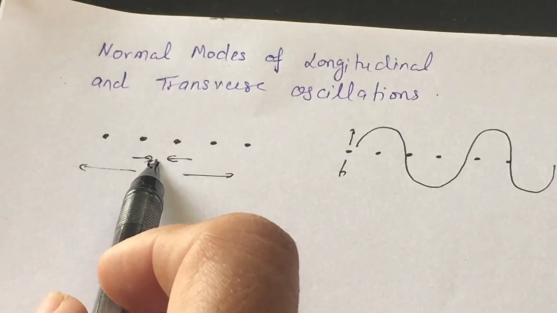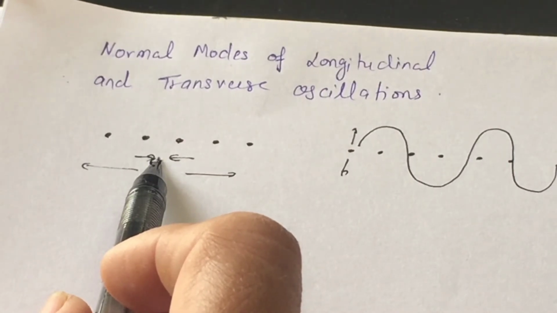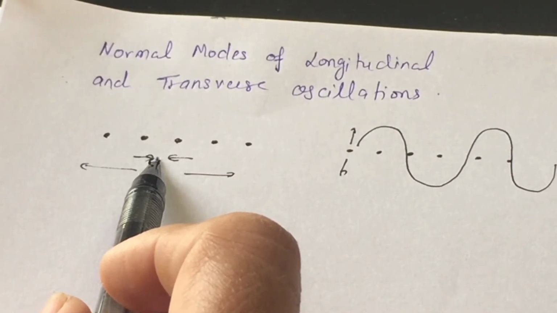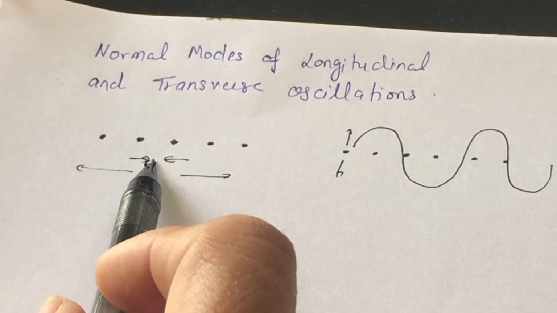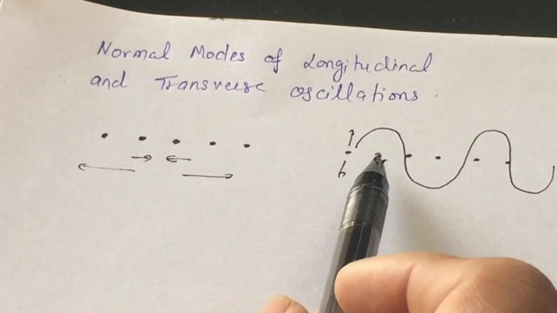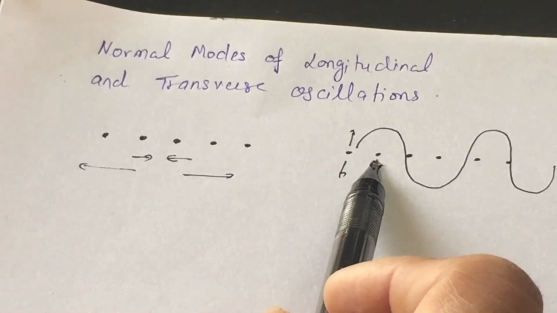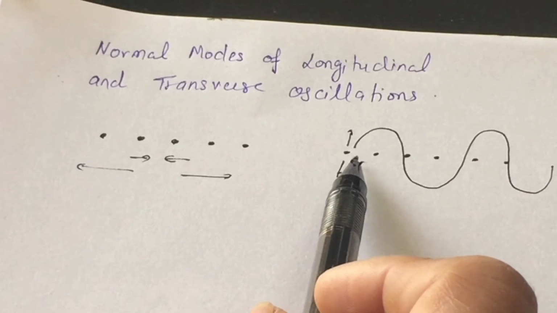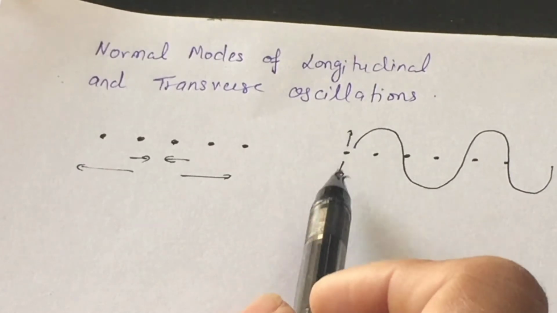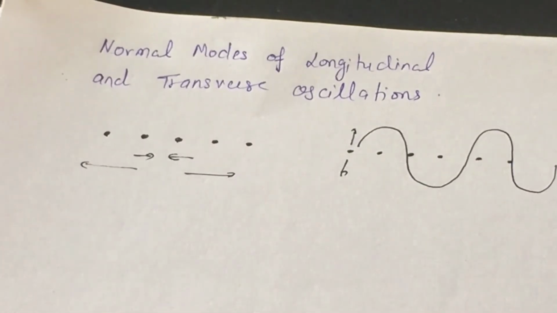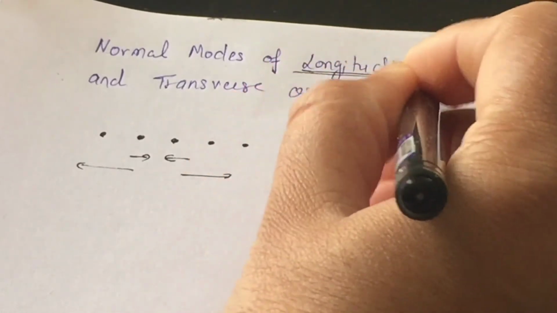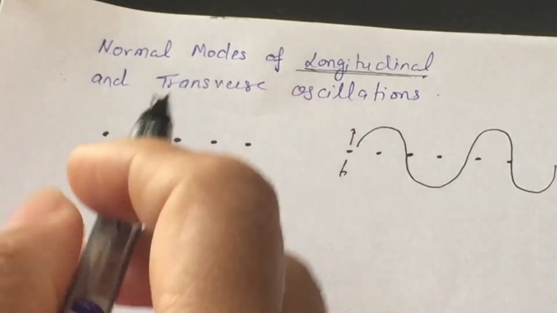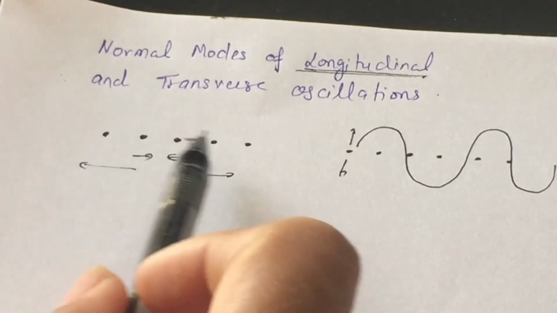In longitudinal oscillation, rarefaction and compression regions are formed, due to which the longitudinal wave moves, and transverse oscillations move in the form of crest and trough when the particles move in the upward and downward direction from their mean position. Let us consider the first case, the normal modes in the case of longitudinal oscillations. It means the particles are moving like that.